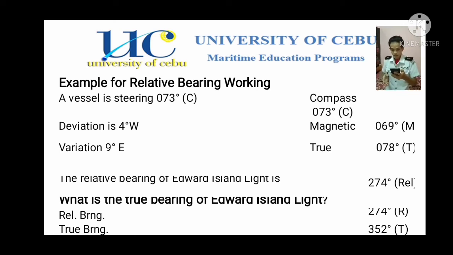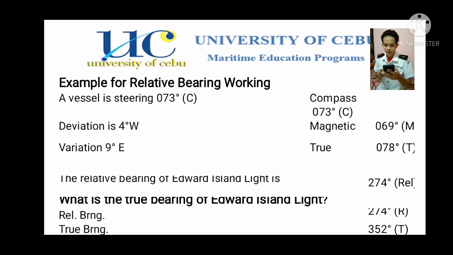In order for you to get the variation, you need to deduct the magnetic compass from the true bearing, 79 degrees and 69 degrees. The result would be 9 degrees, and then as usual, compass best, error west, compass least, error east. So the result would be 9 degrees east.